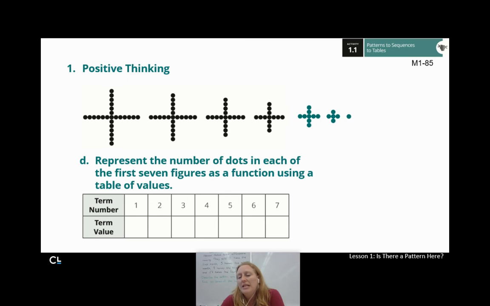And last but not least, we're going to represent the number of dots in each of our first 7 figures as a function using a table of values. Remember, we can write functions as tables. We know this. So all you're going to do is fill it in. How many dots in your first term? How many dots in your second term? On and on and on. You're basically just taking your numeric sequence and plugging it into the table. That's all you're doing. So go ahead and hit pause to fill in your table and hit play to check your work.